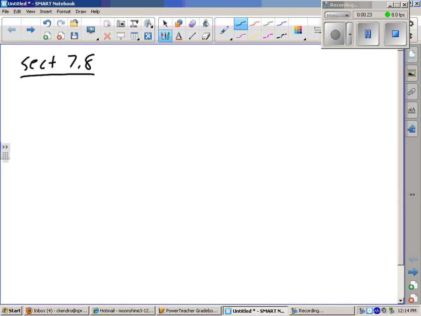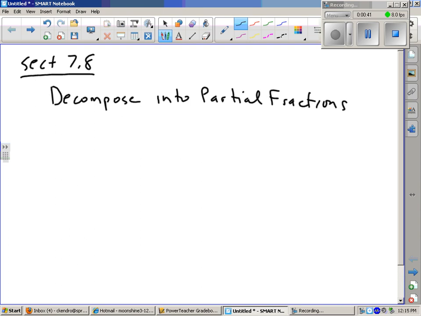All right, today we are going to decompose. Not ourselves, not our own bodies, but we're going to decompose into partial fractions. So we're going to learn to break things down a little bit. But before we can break them down, I got to show you how they are built up first. So let's start with 2 over x minus 3 and 5 over x plus 1, and we are going to add these two fractions together.